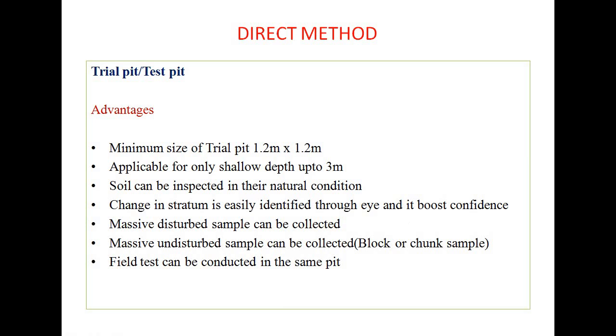The direct method includes the trial pit or the test pit. A trial pit or test pit is nothing but digging a pit approximately of size 1.2 meter by 1.2 meter, and this is applicable only for a shallow depth, say up to 3 meters. The advantage of this is that you can inspect the site in its natural condition. You can see the strata through the eye, and that will boost our confidence, and you can collect massive disturbed samples, and massive undisturbed samples called block or chunk samples may also be collected, and the same pit can be used for conducting the field test also.